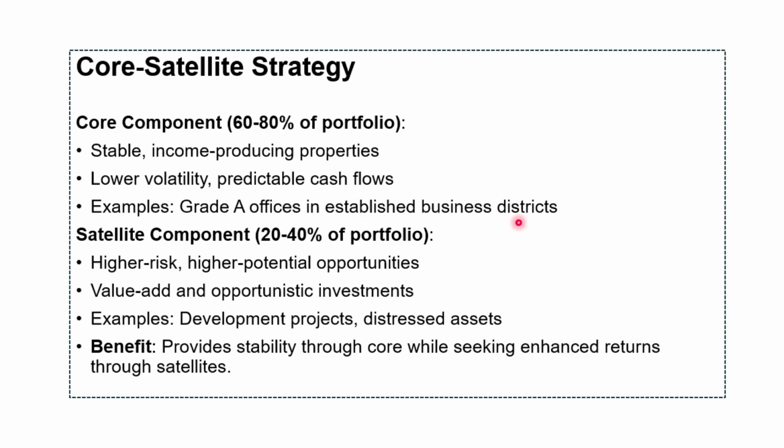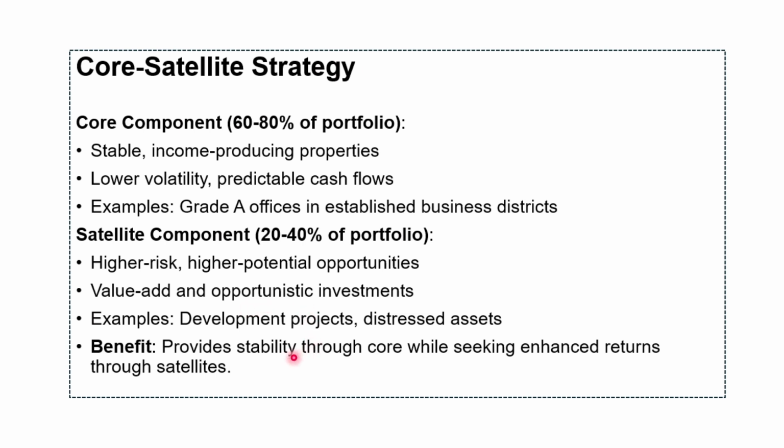Then we have the satellite component, which represents 20 to 40% of the portfolio and includes higher risk, higher potential opportunities like value add and opportunistic investments. Examples include development projects, distressed assets requiring repositioning, or properties in emerging markets with high growth potential.